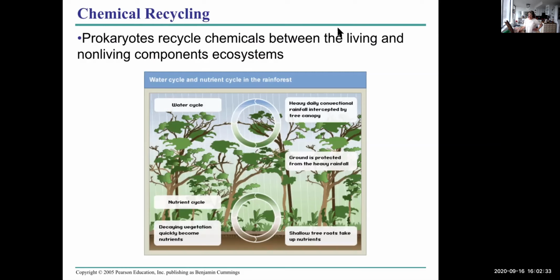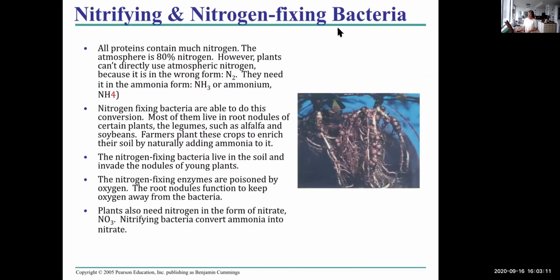So this is a cycle of decay, rainfall, and tree roots taking up nutrients. Decaying vegetation quickly becomes nutrients, and it becomes nutrients because bacteria have that capability of converting atmospheric nitrogen. And they break everything down. They break down all our dead material. If it weren't for bacteria, the earth would be stacked up to the moon with dead bodies. Be very unpleasant.